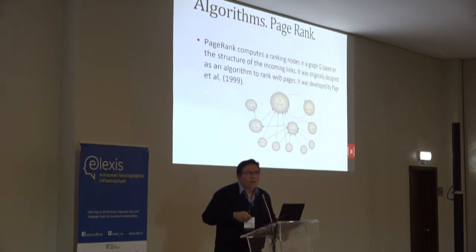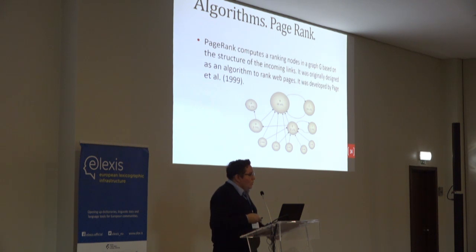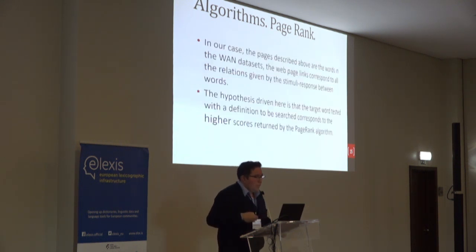Another algorithm that I tried is called PageRank. That is the one used originally by Google. It was used to rank the pages on the internet, to see which one is the most important, taking into account all the incoming links in a graph. So, for example, we have this graph, and node B has the highest value because it has a lot of incoming links. Instead of web pages, they have words. The hypothesis here is that the target word tested with a definition to be searched corresponds to the highest scores returned by the PageRank algorithm.